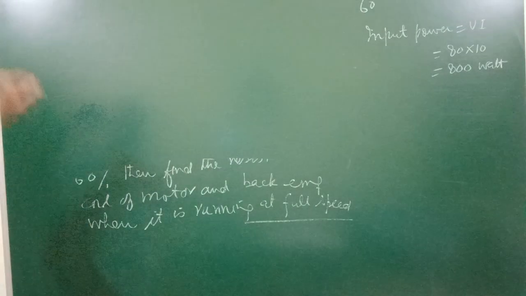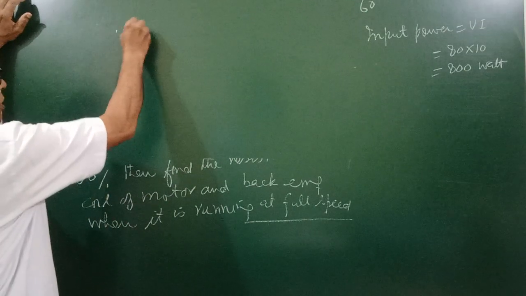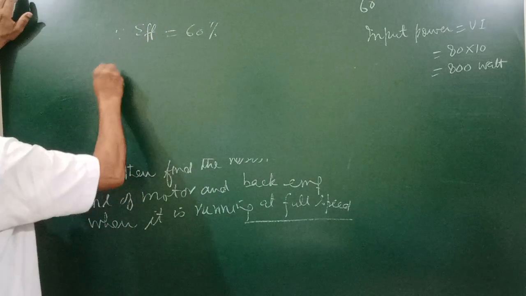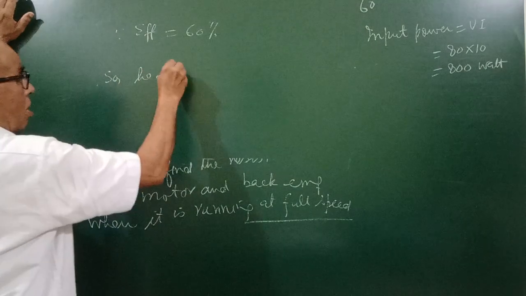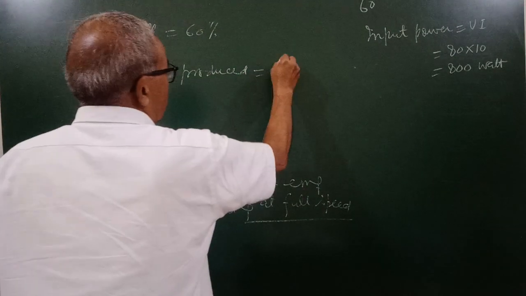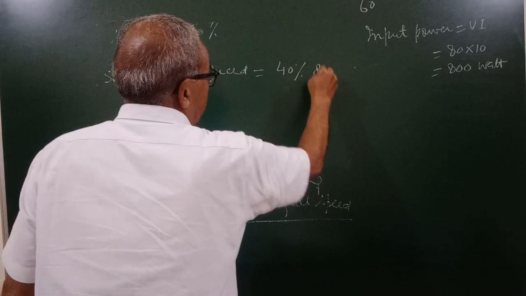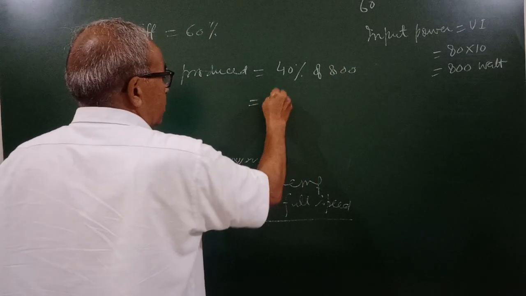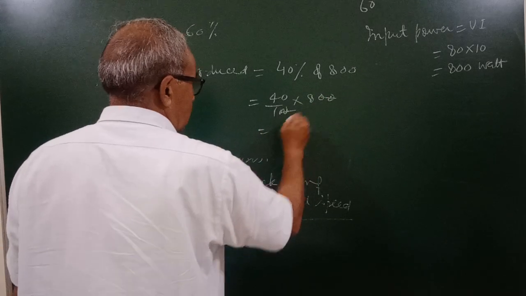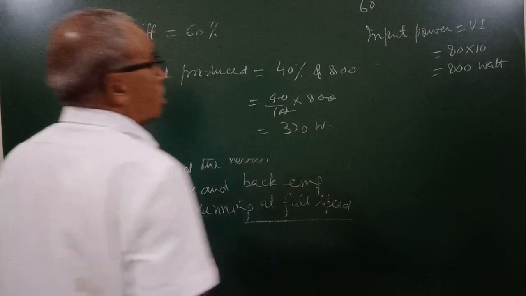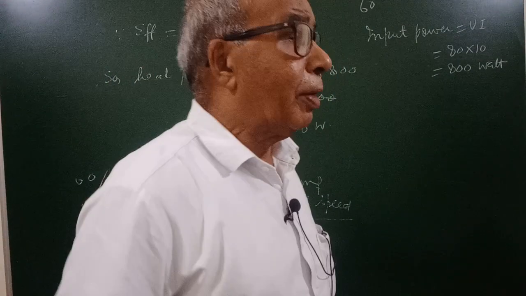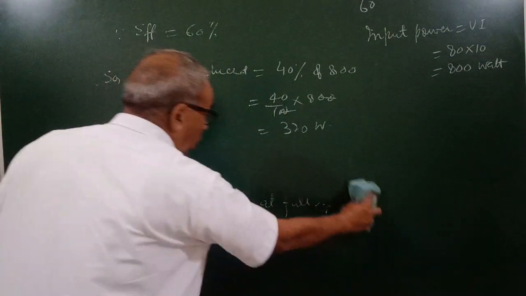Then the remaining is heat. Since efficiency is 60%, the heat produced is equal to 40% of 800. That is 40 upon 100 into 800, so it is 320 watt. 320 watt is going waste in the form of heat. The whole power given is not converted. Now how to find the resistance?